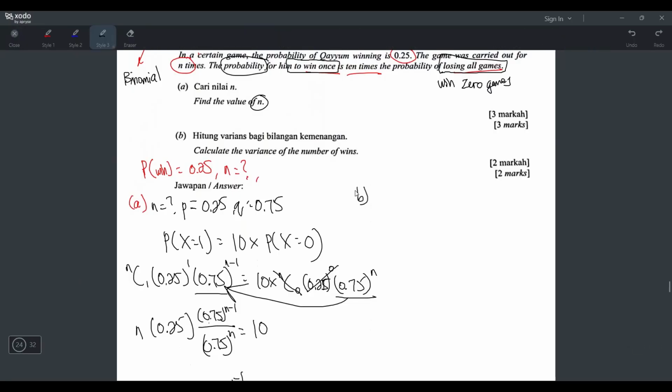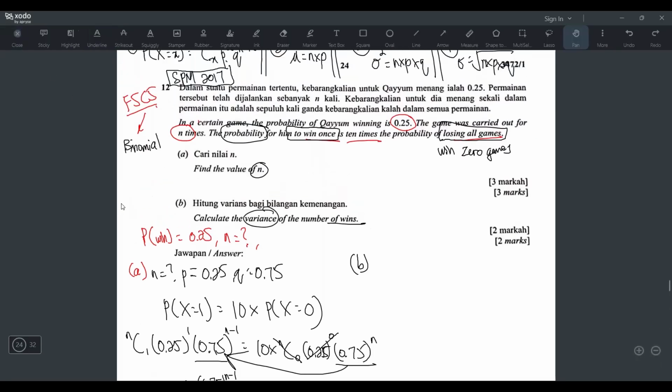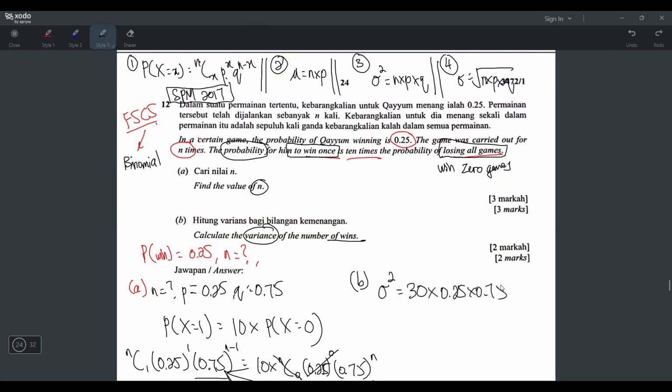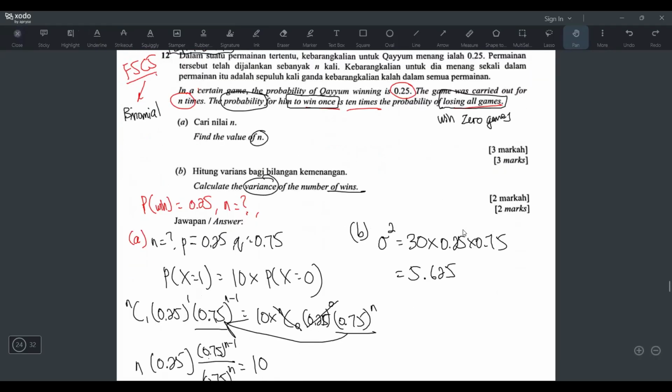Okay, now for B, they want to find the variance of the number of wins. This is easy. Just use the variance formula. Okay, I even wrote it down just now, the variance formula, this one. And don't forget the variance symbol. A lot of students, they confuse the variance symbol and the standard deviation symbol. So remember the variance symbol have square one. And then the formula tak ada square root punya. It's just NPQ. So the N is 30, I get it just now. And then the PQ is just 0.25 and 0.75. Okay, use calculator, press, and I get 5.625. Okay, that is the answer. I'm done. Let's continue.